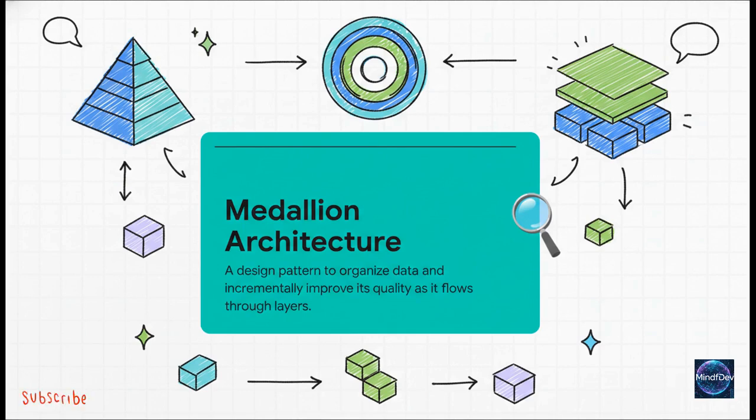When one person says data is in, say, the silver layer, everyone on the team, from the engineers to the analyst, they instantly get what its quality is and what it's for. It's a simple idea, but it has these huge implications for how teams work together.